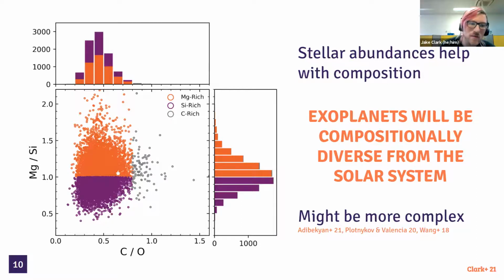However, equating these abundance ratios from the stellar abundances to the planetary abundances might not necessarily be one-to-one as we're using in the exoplanetary community at the moment. And there might be more complex relationships, as Adibekyan has shown that there might be a slope. Plotnikov and Valencia have shown that there might be secondary processes that deviate away from these abundance ratios. And Wang has shown that you need to use some sort of devolatilization process in order to go from the stellar abundances to the planetary abundances.